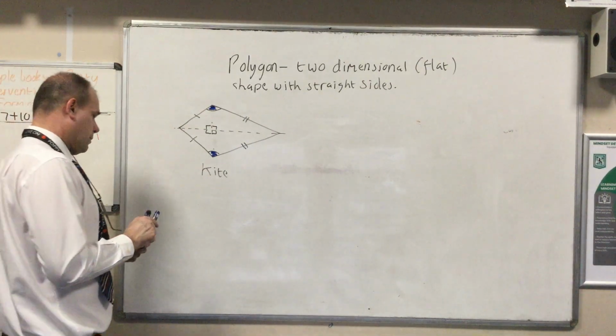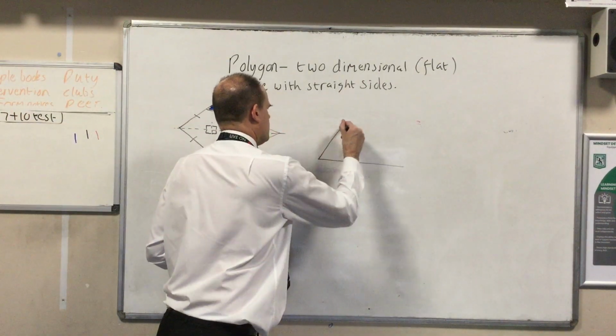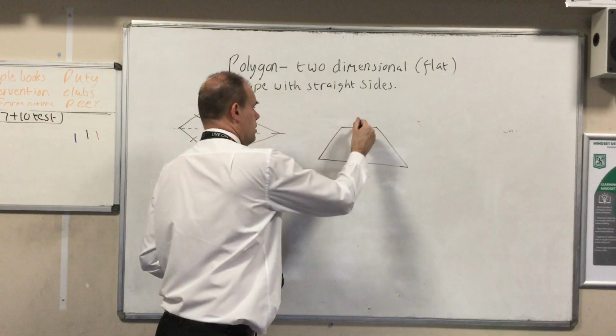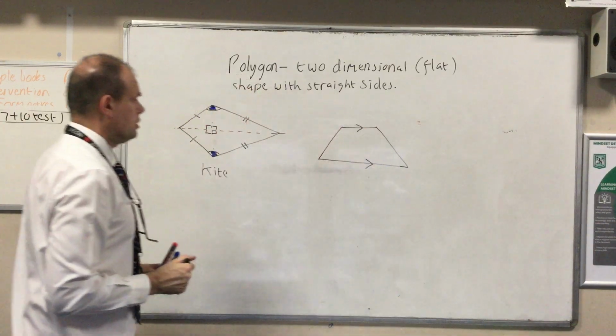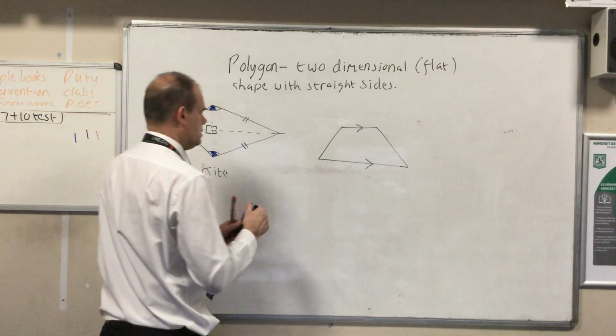Now the one which people often get mixed up: old roofs used to look like this from the side. You've got again a quadrilateral, because I'm looking at all the different types of quadrilateral. It's got a pair of parallel sides, one pair meaning two, and it's only got one pair of parallel sides. It's called a trapezium. That's trapezium.